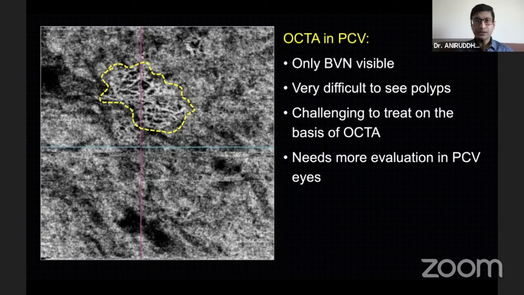So it's very difficult to treat a case of PCV just on the basis of OCT angiography without ordering ICG. We now know that PDT is no longer available, and so the role of ICG may have somewhat suffered, but definitely we know that in patients with PCV, OCTA alone cannot pick up your polyps. And so you need a more thorough evaluation in these eyes.